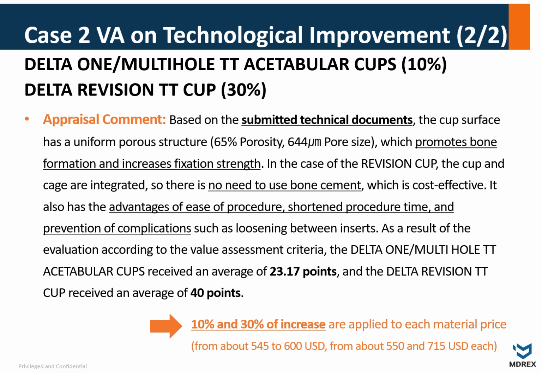As a conclusion, one multi-hole TT acetabular cup earned 23.17 points, which is matched with the 10% add-on range. And the revision TT cup earned 40 points, which takes 30% of the increase.